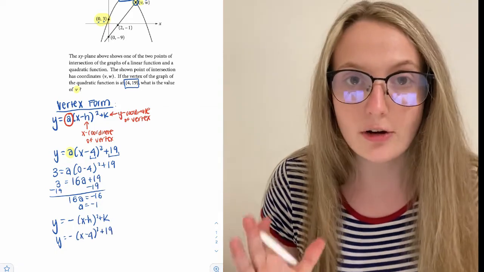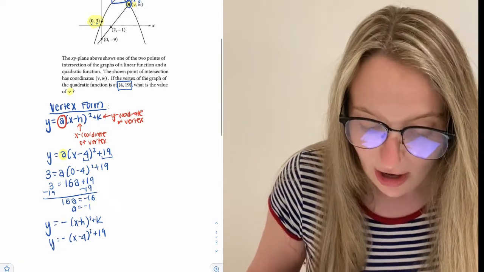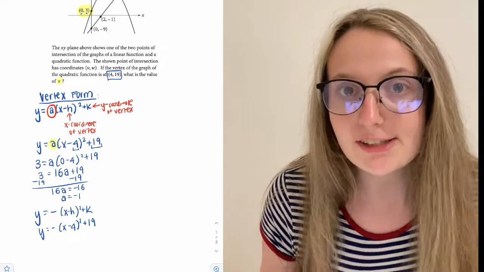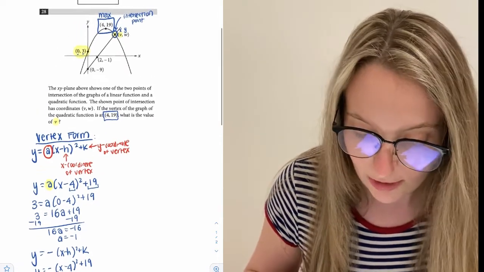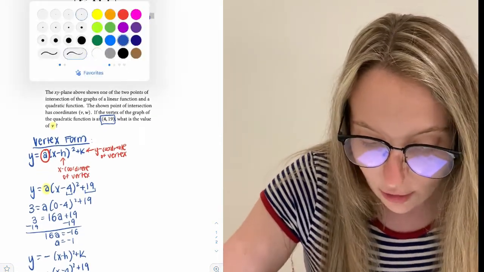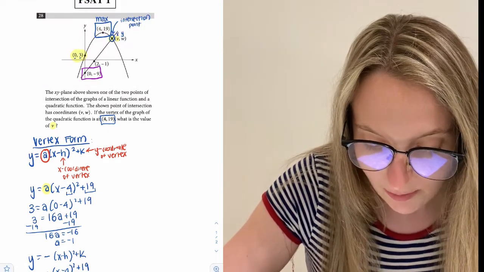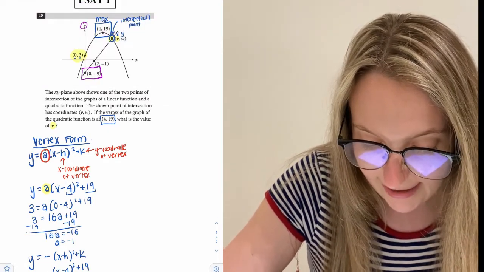So that's the final equation of the quadratic. All right, so we got that down. Now we got to find the equation of a line before obviously we can go ahead and set these two equal to each other. So we can find the equation of the line.